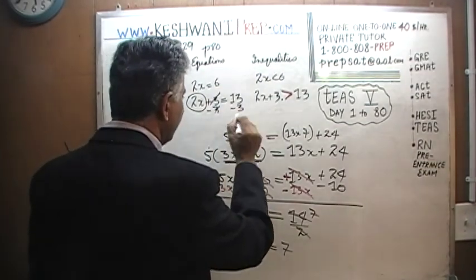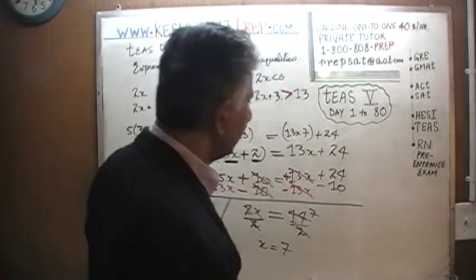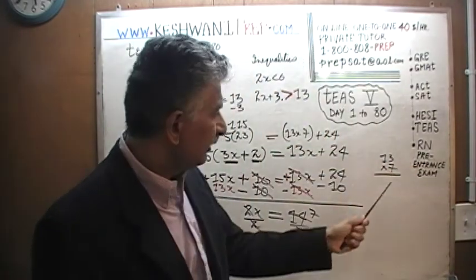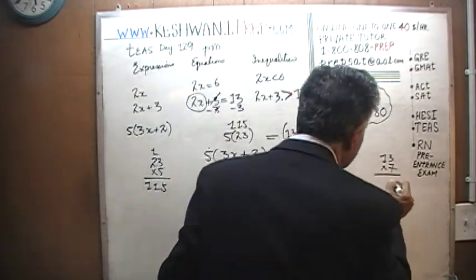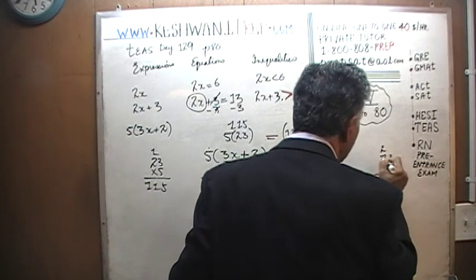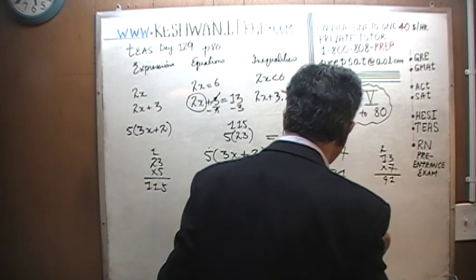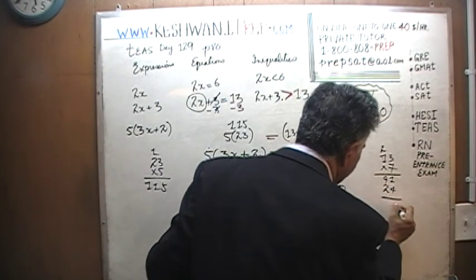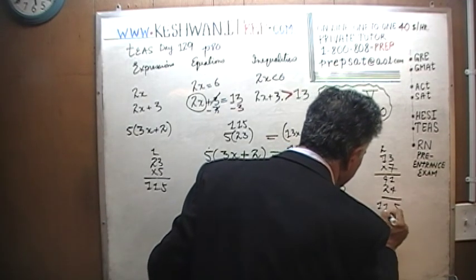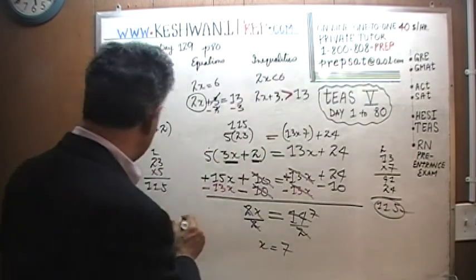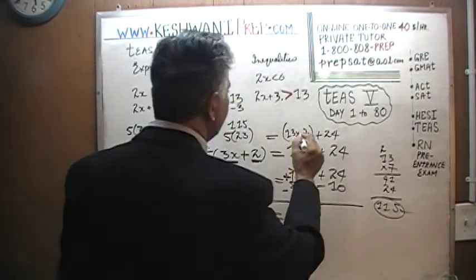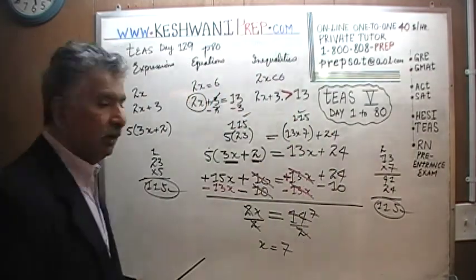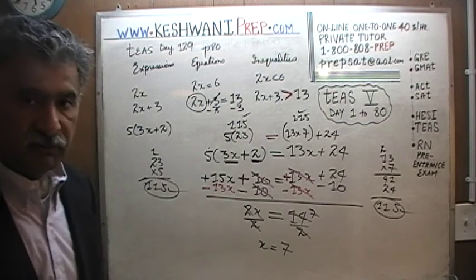This quantity is 115. Let's see what we get here. 13 times 7, 3 times 7 is 21, 1, carry 2, 7 1s are 7, plus 2 is 9, 91, plus 24. 5 and 9 plus 2 is 11. Oh, what do you know? 115. Our solution was indeed correct, this side is also 115. X is equal to 7.